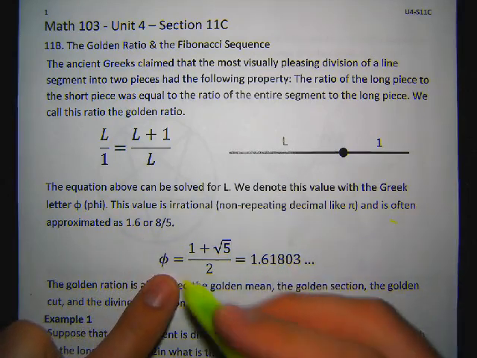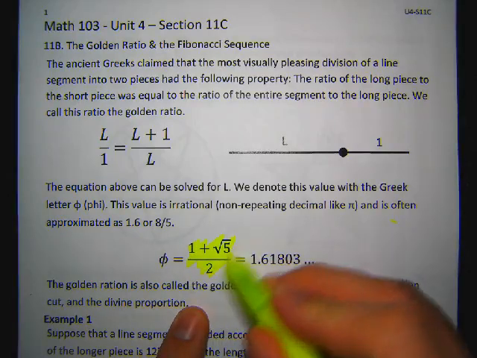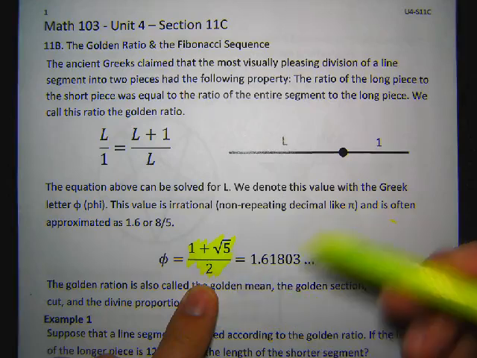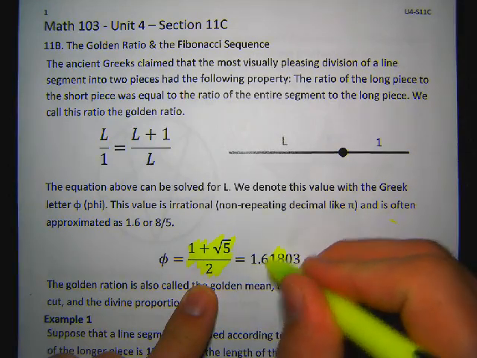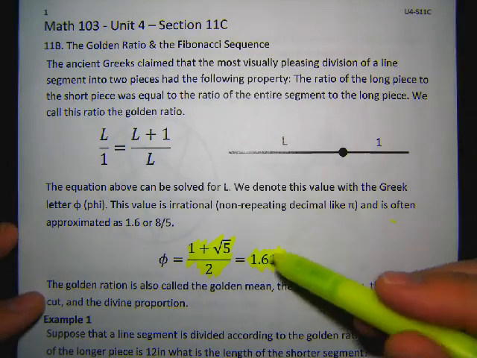But the actual value for phi is 1 plus root 5 over 2. This is what you get if you solve this equation up here for L. 1 plus root 5 over 2, and it's about 1.618. And we'll actually use 1.618 in my lab and on the homework and the exams. That's the approximation you'll use. I have that on the formula sheet for the exam. So that's what we use for phi.